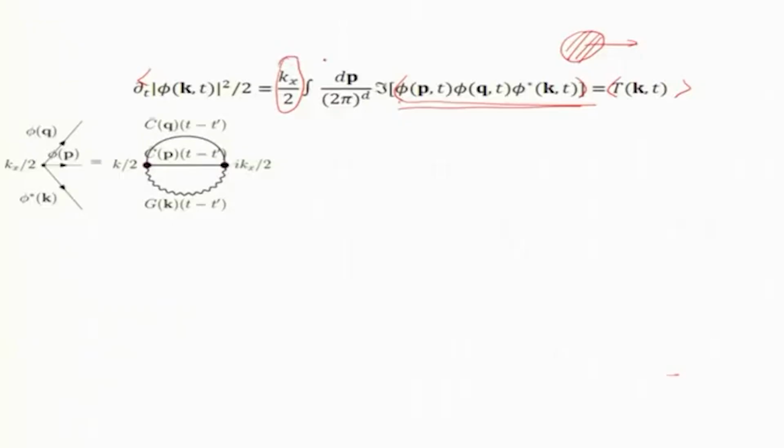Okay. So, first order, so 0th order is 0, so I go to the next order. Again we write the Feynman diagrams. The vertex is this term, kx by 2, and there are 3 phi's: phi q, phi p and phi star k, the complex conjugate. Since the 0th order is 0, I go to the next order.